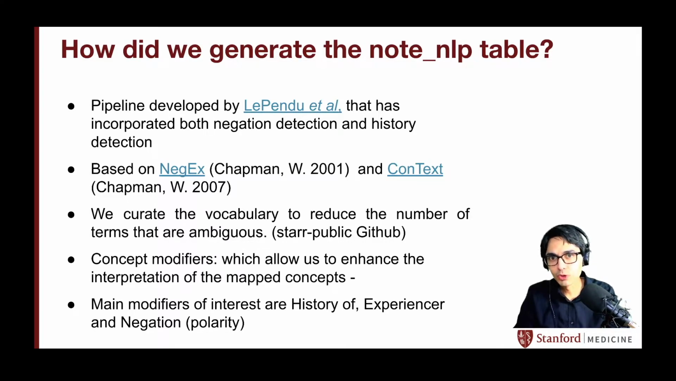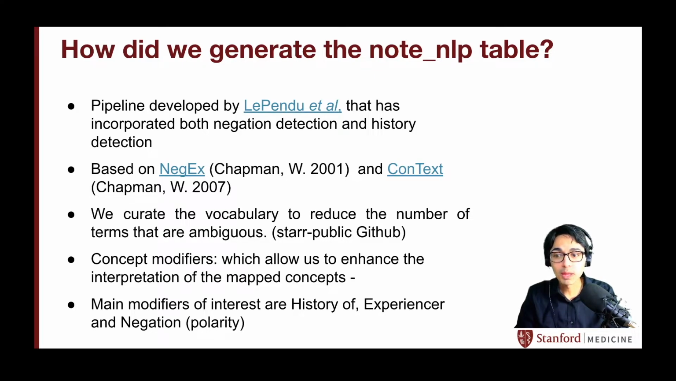The pipeline that we're using was developed by Stanford researchers, and that pipeline also incorporated negation and history detection. But we're going to talk more about what that means in a while. The negation detection algorithm is based off a very famous algorithm called NegEx, and to detect history, it's based on another very famous and now common algorithm called ConText. We curate the vocabulary to reduce the number of terms that are ambiguous. An ambiguous term is a string that may have different meanings depending on the context.